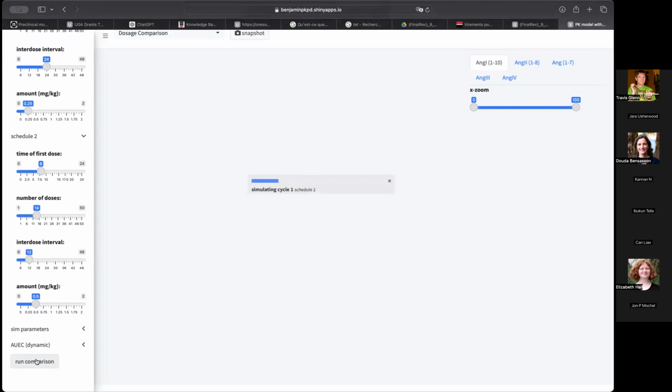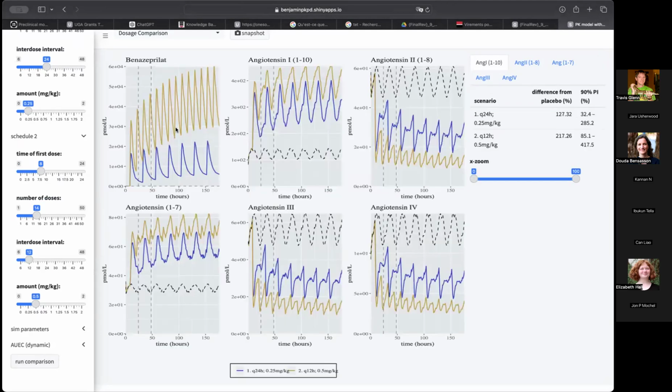It's going to run those simulations in the background. And if we're lucky and the internet allows us, we're going to see now the results of those simulations. So that's what you see here. The yellow plots are for the most extreme dose, the high dose of 0.5 mg per kg twice a day. And the blue is the result of those simulations for the lower dose of 0.25 mg per kg once a day.